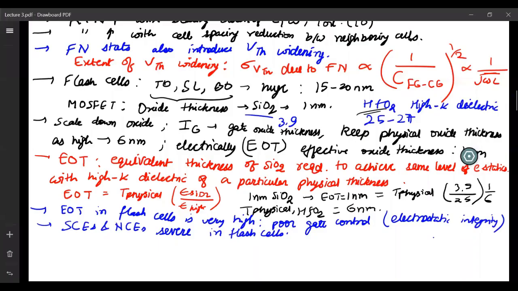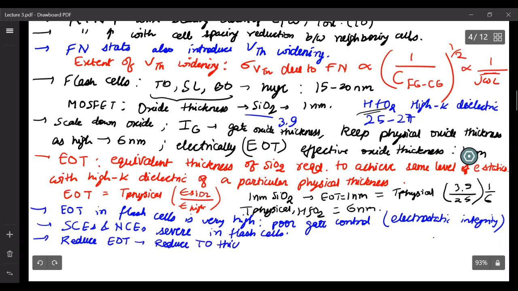Also, if you come up with a plan that, since there is a very high EOT, why not just reduce the EOT? Why not reduce the tunneling oxide thickness to have a better short channel effect? The idea is good, but the problem is that your stress induced leakage problem will increase. So there has to be a trade-off. Scaling is not at all beneficial for these flash cells.